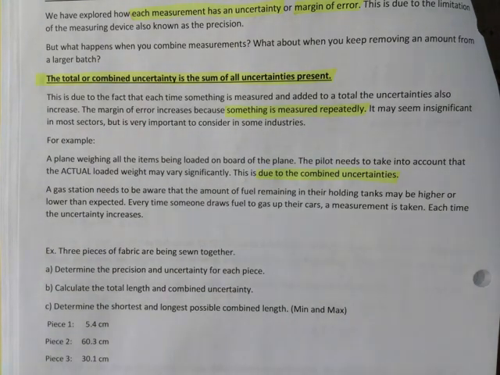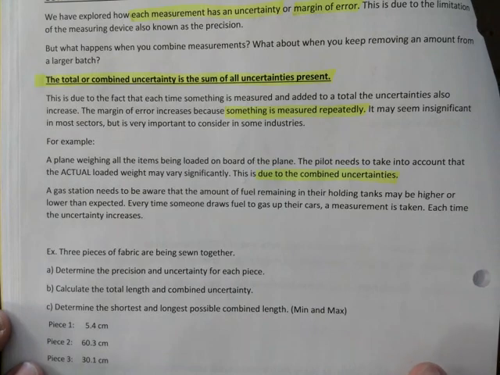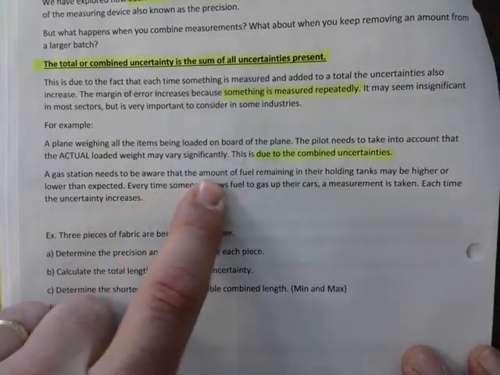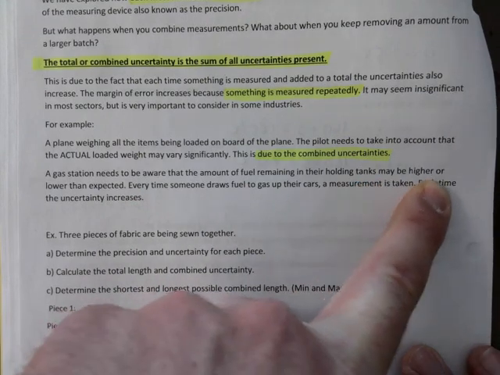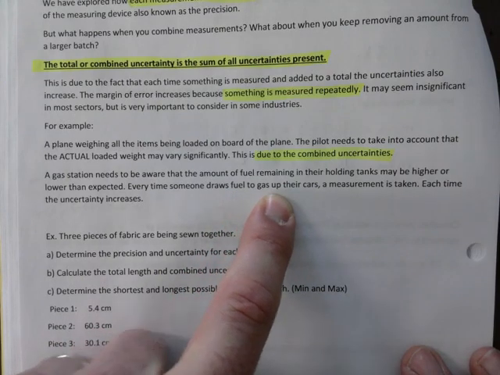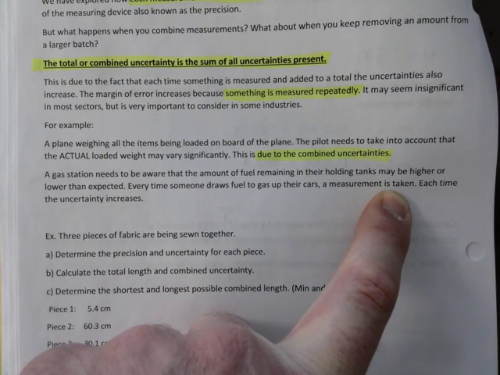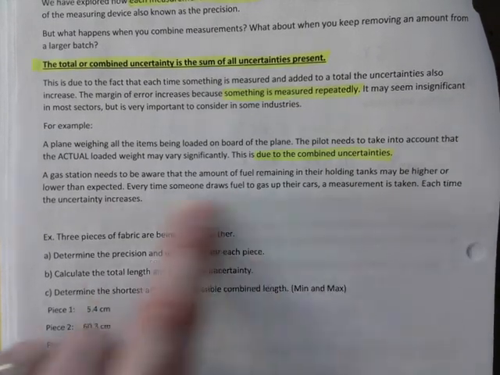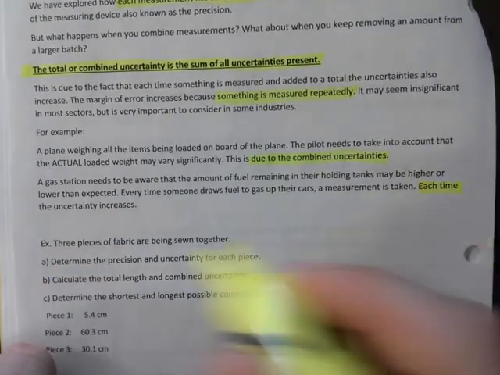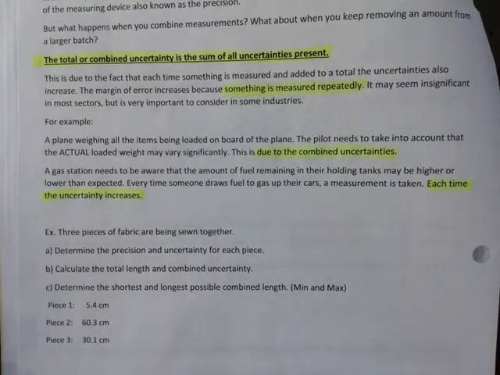As the luggage fills the plane, the pilot needs to know that whatever was weighed and added may actually be more than what it says on the paper. So they account for that. A gas station needs to be aware that the amount of fuel remaining in the holding tanks may be higher or lower than expected. Every time someone draws fuel to gas up their car, a measurement is taken. The pump is measuring how much is being pumped into the car. So each time a car fuels, the uncertainty gets bigger and bigger.